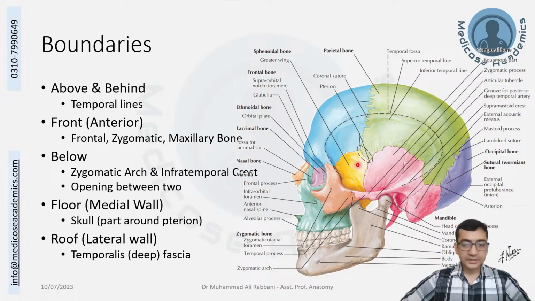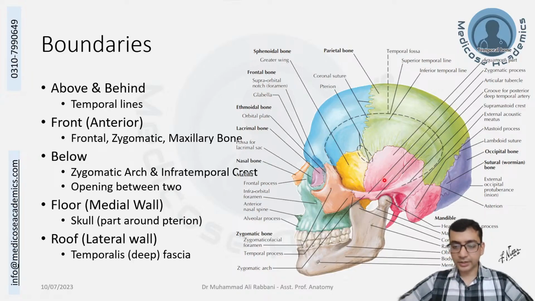Below this part, the medial aspect and the lateral aspect, let's talk about that first. We have done above and behind, the front, the below, the roof, and let's first do the roof and the floor. The floor is the medial wall. The floor will consist of pterion. We talked about it in the skull in the first lecture, and the four bones that are around it: the frontal bone, parietal bone, squamous part of the temporal bone, and greater wing of sphenoid. And in between them, there is pterion.